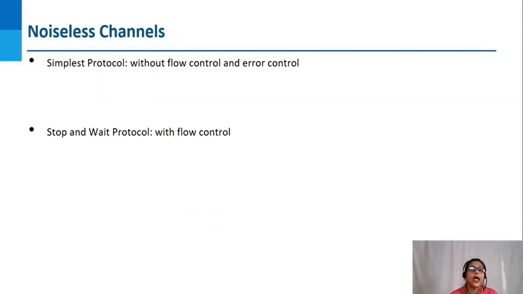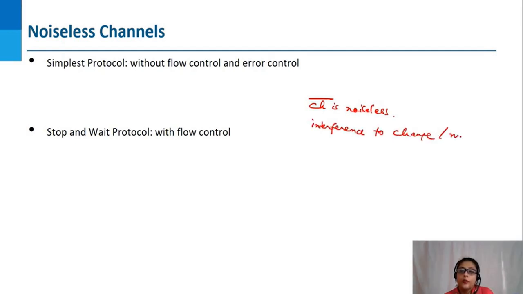Now let us go and look at the various noiseless channels. Here we consider that the channel is noiseless. That means there is no interference to change or modify data. So this is a perfect condition, but in reality this is not possible. So we are thinking of an idealized situation.